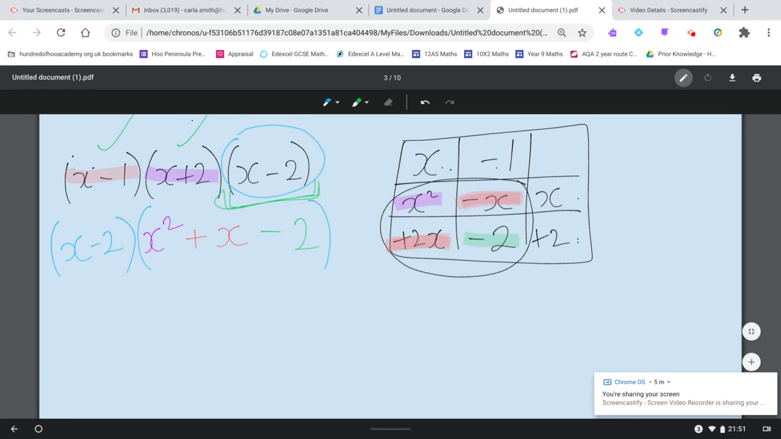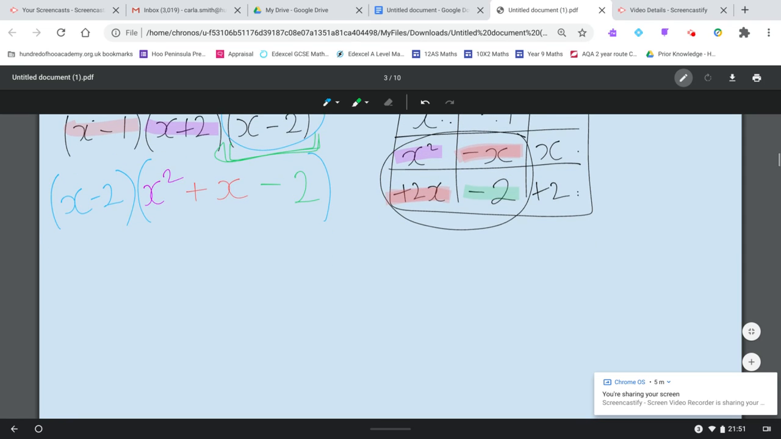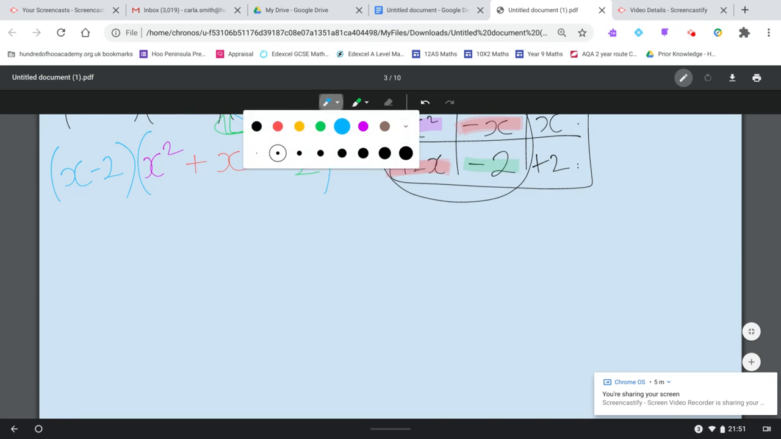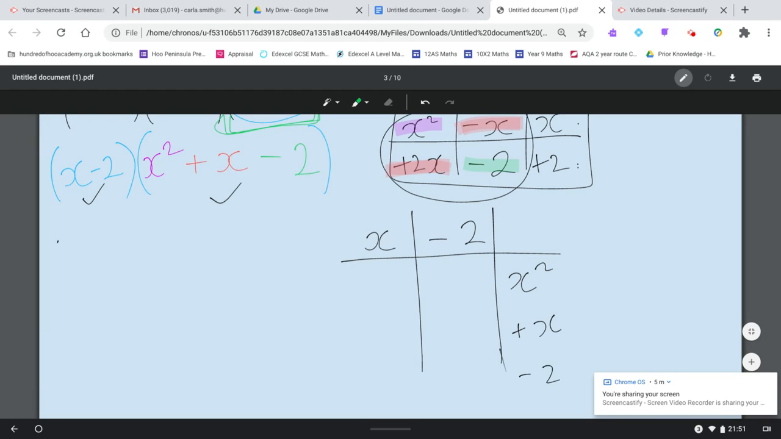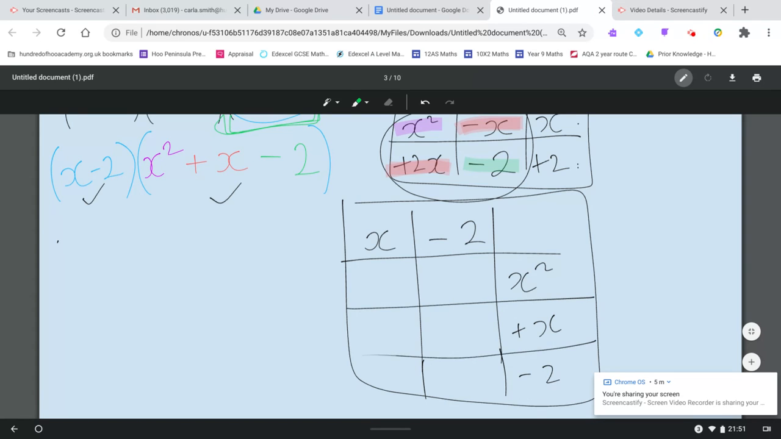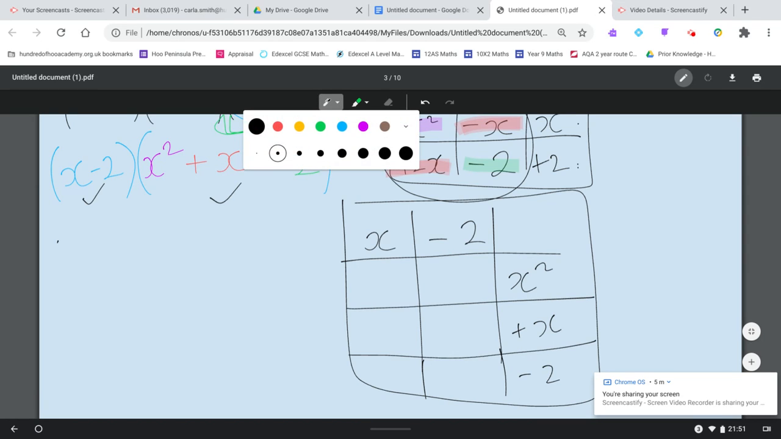Okay, so we're going to need another table this time, and there's going to be a lot of expanding. So again, I don't know, it doesn't matter which way around you do it. I'm going to do x minus 2 at the top, so x and then negative 2. And then down the side, so that's that bracket, and then this bracket here is going to be x squared plus x minus 2. Okay, so let's start multiplying all of this out.